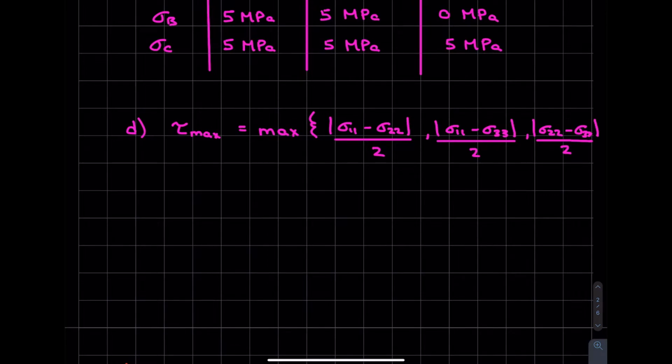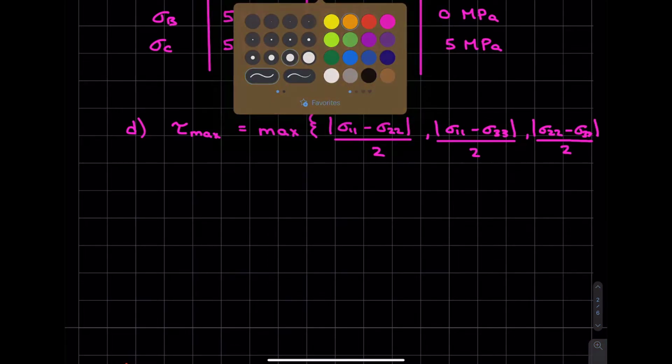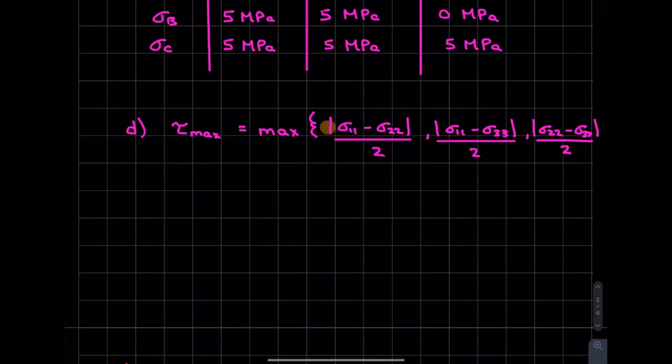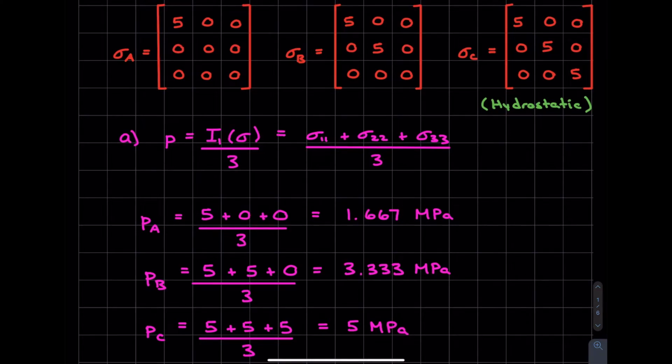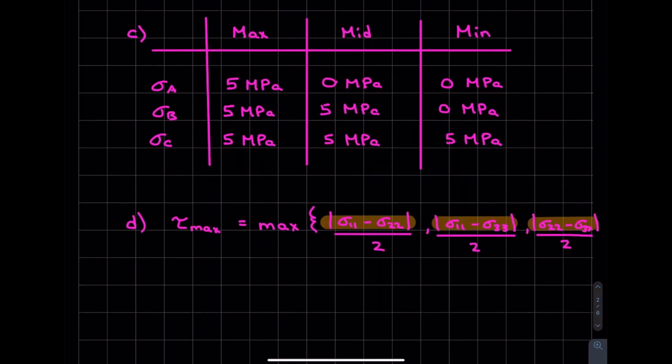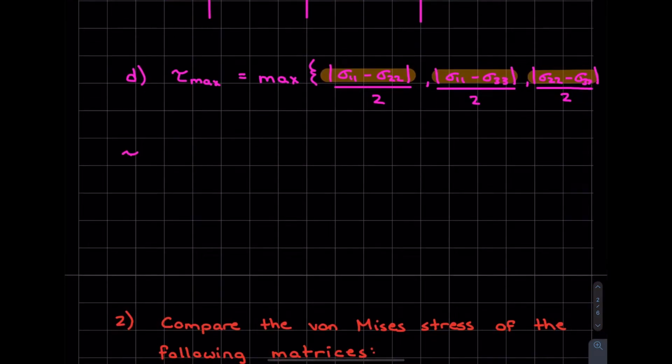So in essence, all of them are divided by 2, so who cares about the divided by 2? The key here is finding the greatest difference between these principal stresses. So if we go up to the top, what I'm going to do is find the maximum principal stress and the minimum, and that'll be my greatest difference. Looking at part A, my maximum is 5 and my minimum is 0. So I come down here and say that tau max of A is going to be the absolute value of 5 minus 0 divided by 2.